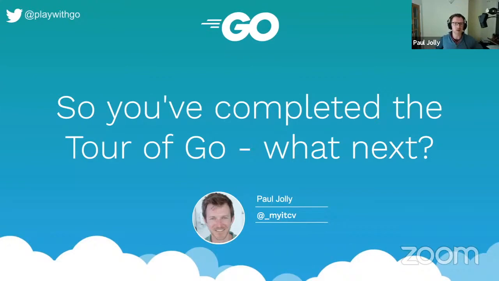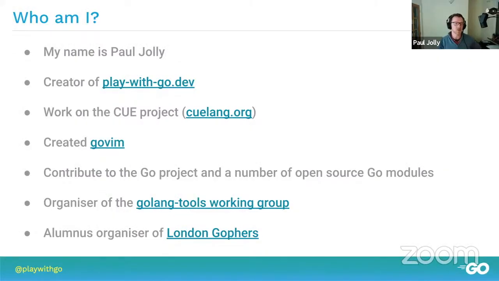So I'm talking to you today about: you've completed the tour of Go, what next? Quick bit of background on myself. As introduced, my name is Paul Jolly. I'm the creator of play-with-go.dev, and that's what we're going to talk about today. I'm currently working on the CUE project. I also created GoVim, which is a Vim plugin for working with Go. I contribute to the Go project and a number of open source Go modules. I'm the organizer of the Golang Tools working group, and I was previously an organizer of the London Gophers meetup, where we've had Bill come and speak on a number of occasions.